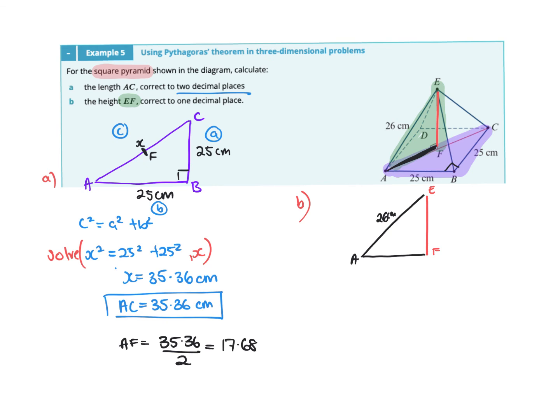Okay, so we've worked out, here's our right angle triangle. So along here is AF. AF is actually the halfway mark between A and C. It's running along the ground there. So we found AC over in part A. So I'm going to divide it by 2. So I've divided, over here, AC by 2. And that's how I know this length here is 17.68 centimetres. So they want me to find this height of the pyramid.